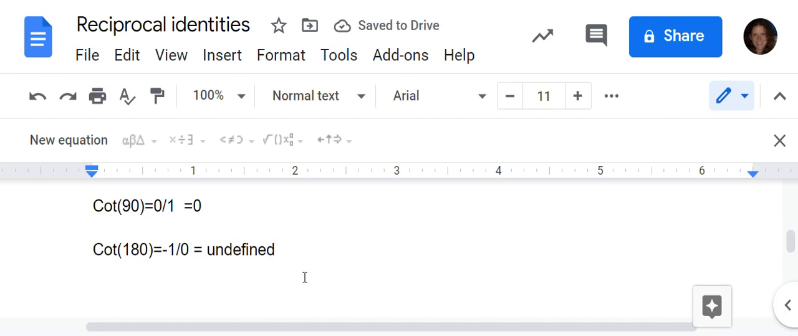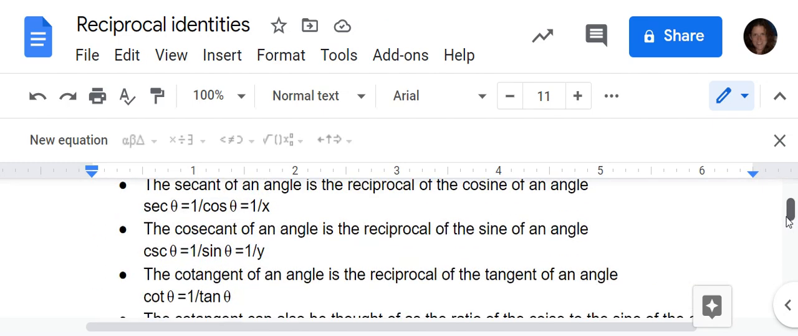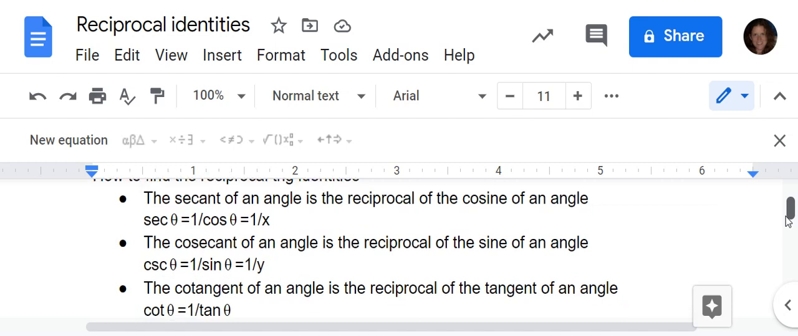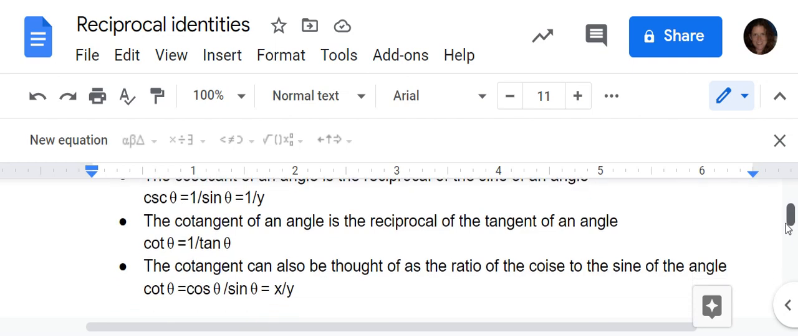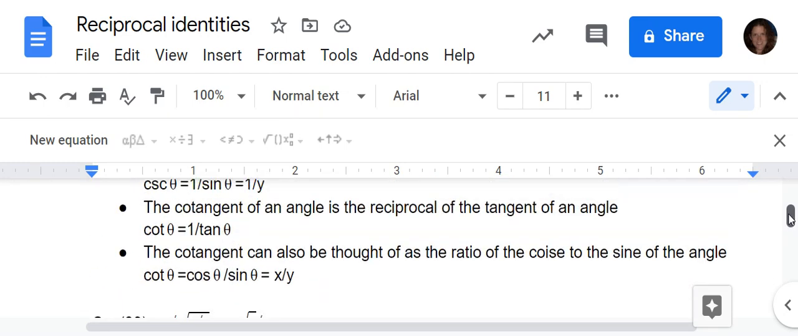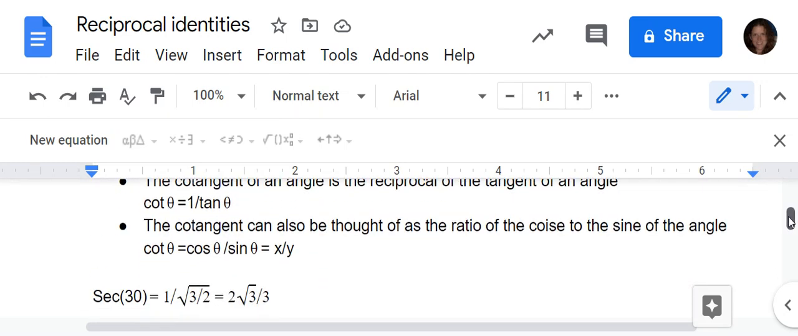Okay, so that's it. Again, looking at those and memorizing this stuff, that the secant is 1 over x, cosecant 1 over y, and cotangent is 1 over tangent, or x over y, is important. And then just rationalizing those denominators. And once you get some, it should become easier and easier as you go.